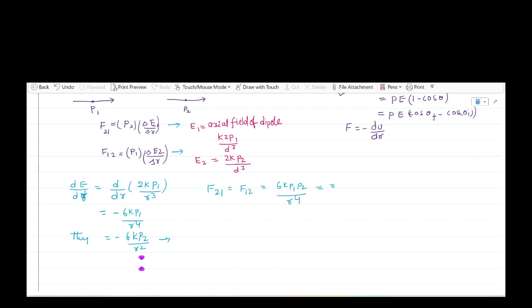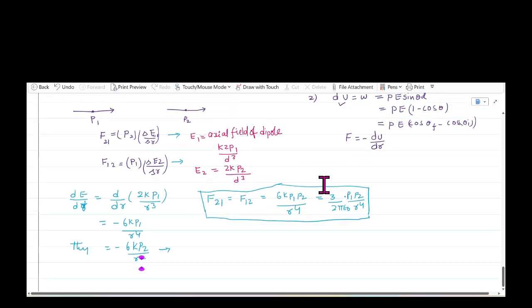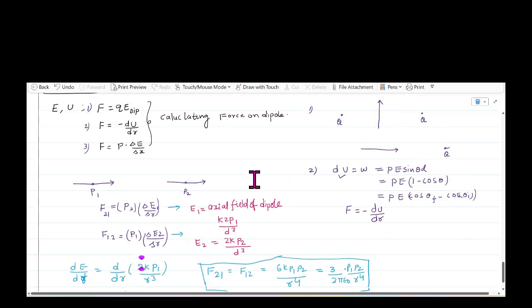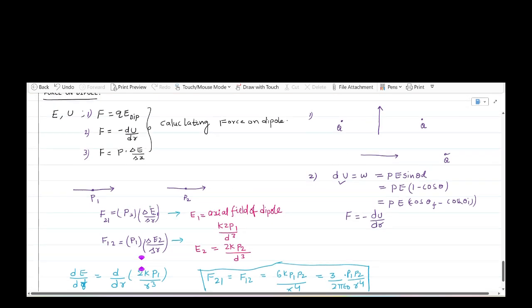That equals 3 by 2 pi epsilon naught into P1 P2 by r power 4. So this is the force on the dipole in axial interaction, that means one dipole and another dipole parallel or anti-parallel. So now I hope you understand when to use P into dE by dr, and F equal to Q into E of the dipole, and when you will get the F equal to dU by dr formula.